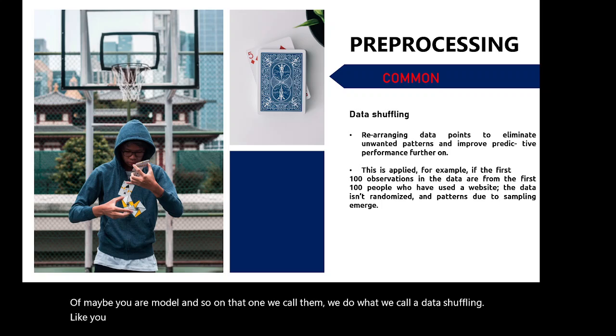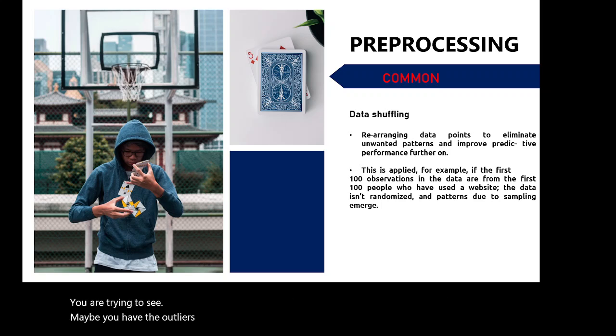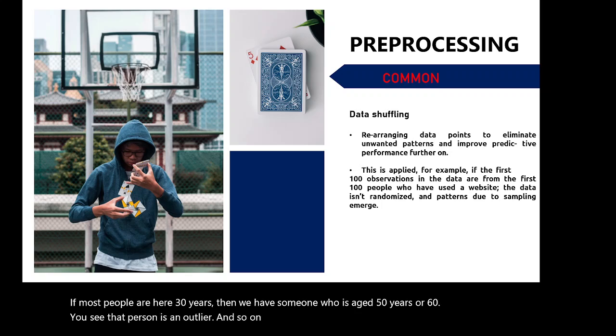Like you are trying to see, maybe you have the outliers. Outliers are like unusual values. Maybe in this class, if most people are aged 30 years, then we have someone who is aged 50 years or 60, we say that person is an outlier and so on. And by proceeding with the analysis, they might affect our final result and so on. How are we going to reshuffle?